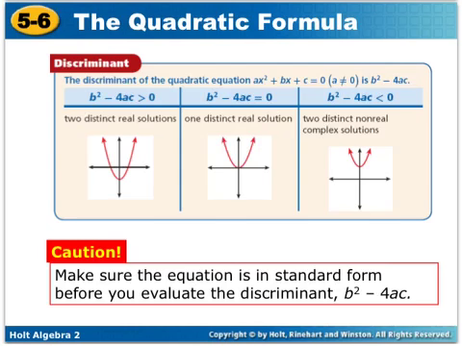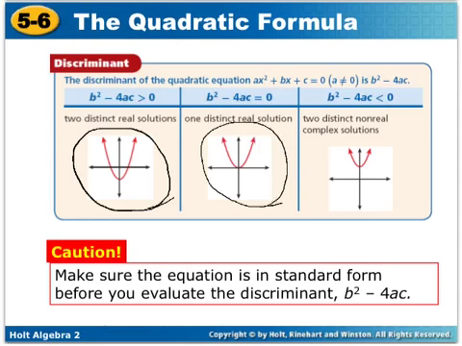Right here, 2 distinct real solutions. These are the ones that give us actual answers. This just gives us one answer. Doesn't happen very often because, as you can tell, that would just move along the x-axis this way to touch the x-axis in one spot. And here is our complex solutions.